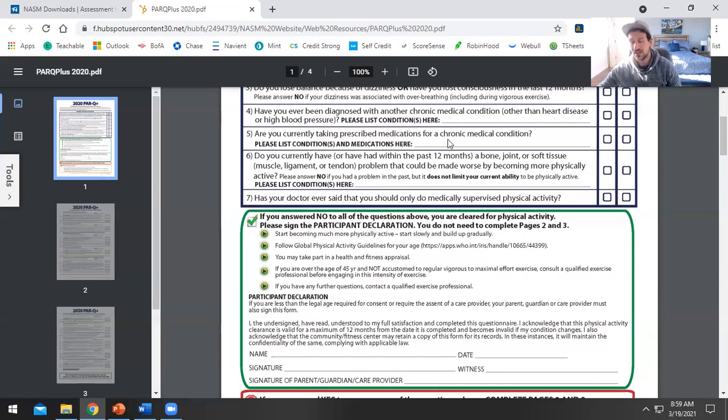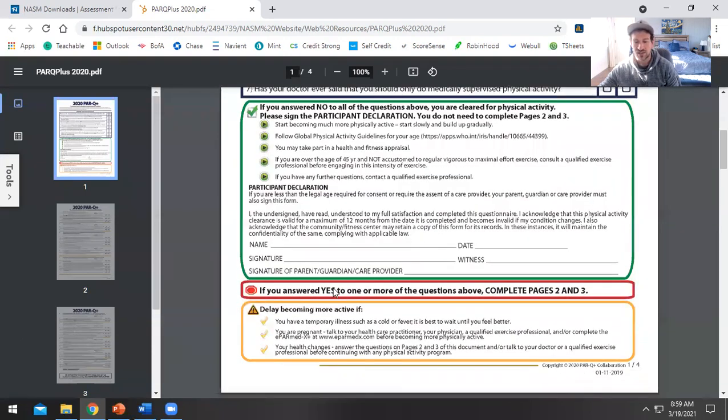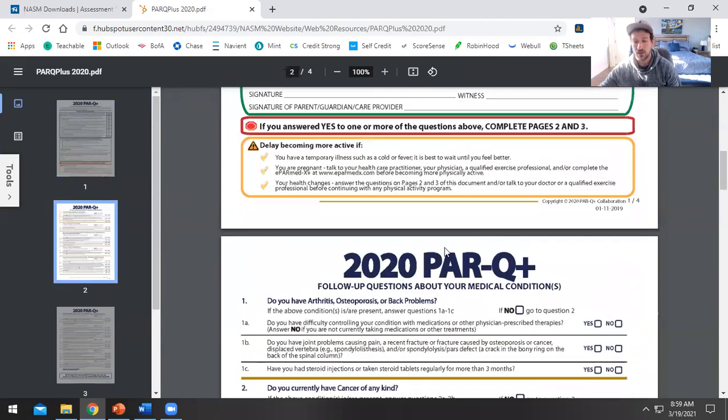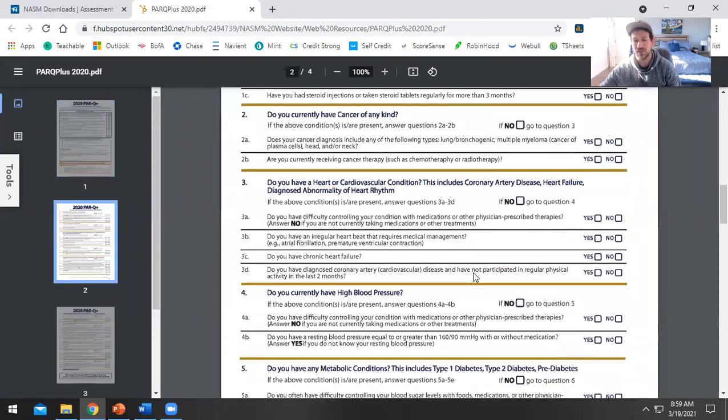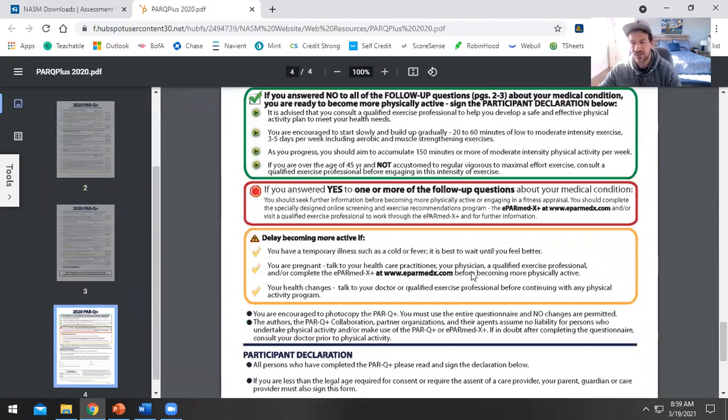You can see this is the updated version of the PARQ that's on NASM's website now. It says, if yes above, complete pages 2 and 3, where we're going to see a lot more detailed information. If our client still says yes to any of that, honestly, I want you to go ahead and talk to your doctor and come back and see me a little bit later, right?